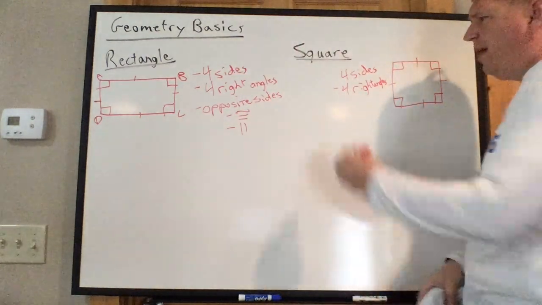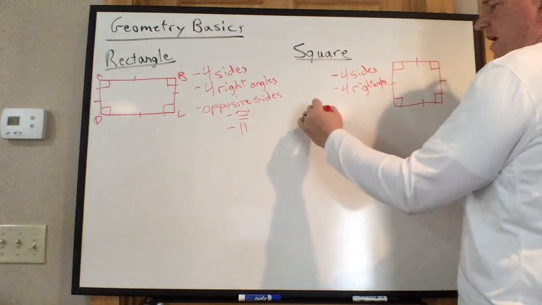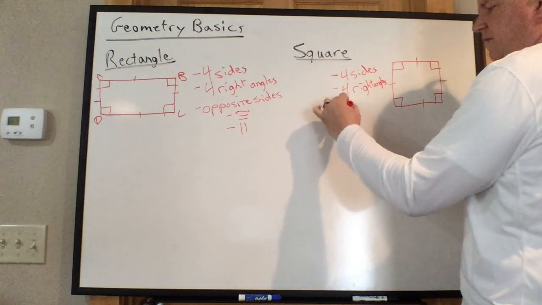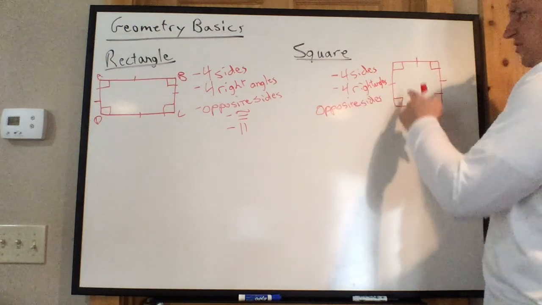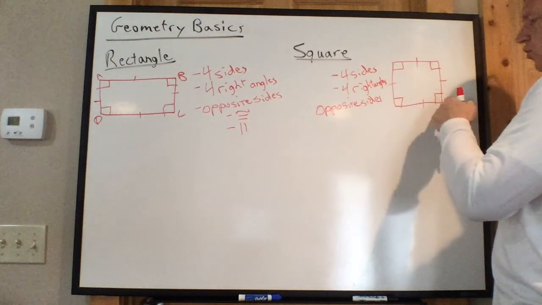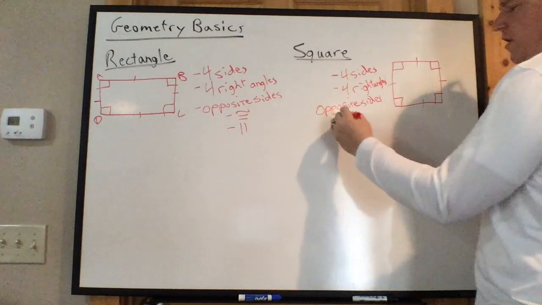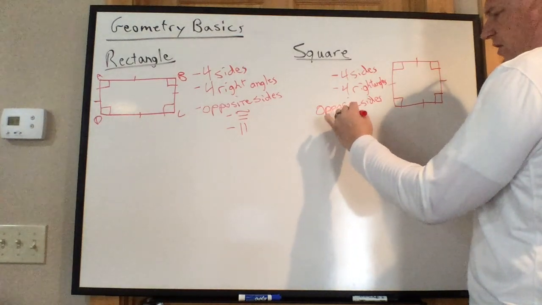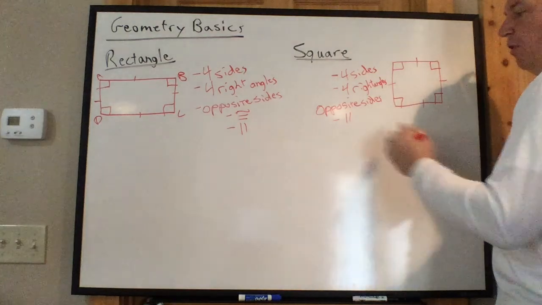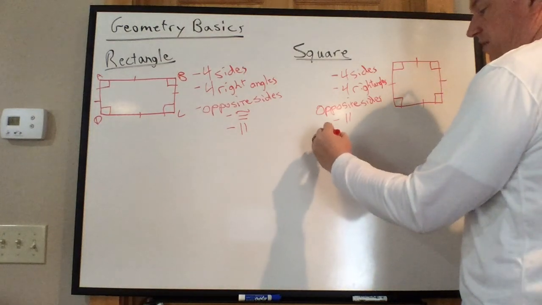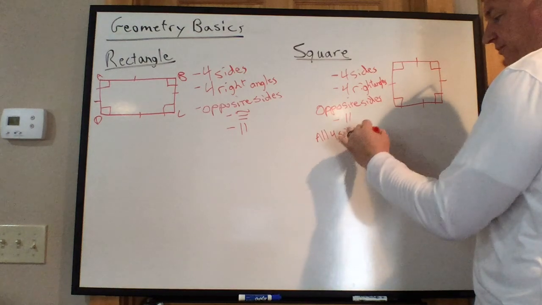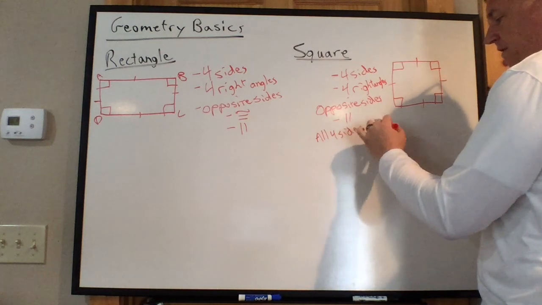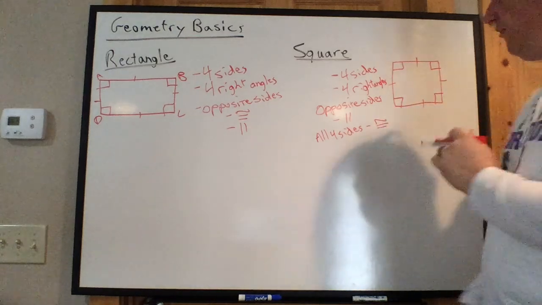So let's look at our square. We've got the opposite sides here, and the opposite sides, 1, 2, opposite sides here and here. Opposite sides are parallel, but all four sides are congruent to each other. All four sides in that.